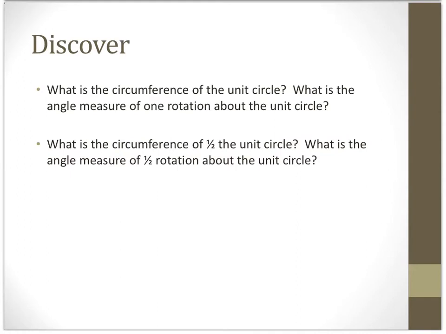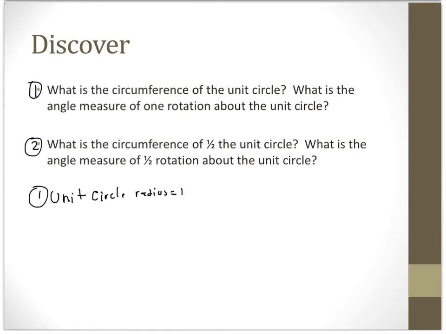What I'd like you to do is think to yourself, what's the circumference of the unit circle, and what's the angle measure of one rotation about the unit circle. So think about those things and come back to the video and we'll go over the solution. And the second bullet point is what's the circumference of half the unit circle, and what's the angle measure of a half rotation about the unit circle.